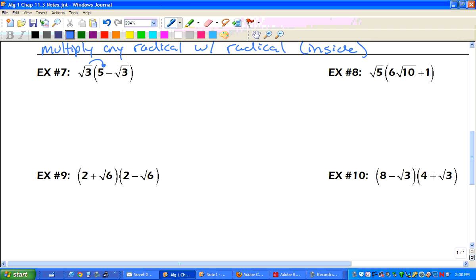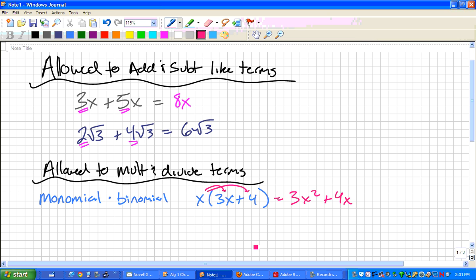So, alright, so we have the square root of 3 times 5. Well, what does that give us? Remember that the coefficient comes out front, and then the square root. Okay? And now we're going to do root 3 times negative 1 root 3. So, and we have talked about that.